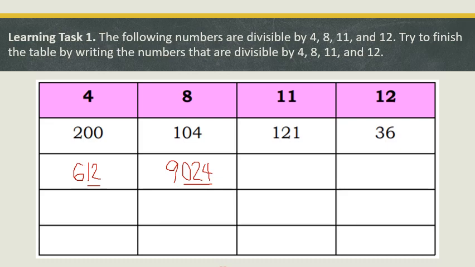Sa 11, madami naman pwede sa 11. So, isip kayo ng mga pwede dyan. So, di ba meron tayong odd at saka even. So, pwede kayo maglagay dyan ng dalawang odd at saka dalawang even.